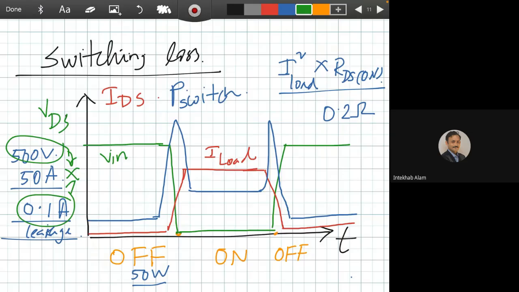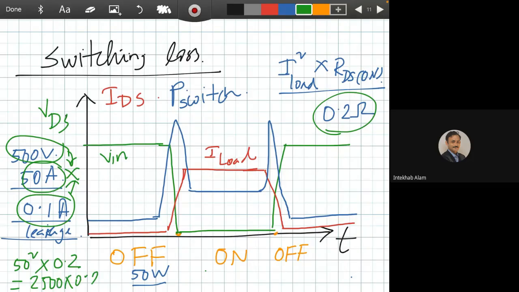Okay, on-state loss: 50 squared multiplied by 0.2. So 50 squared into 0.2 means 500 watt. Okay.